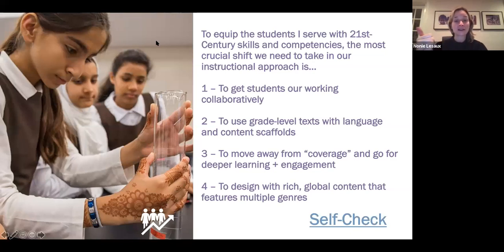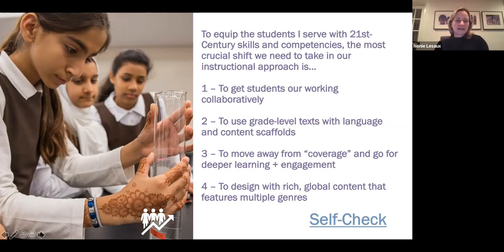Second is to design with rich global content that features multiple genres. Amazing, no question. Those two go hand in hand, right? If we started anywhere, we might start with the content and the shorter units, which then lends itself to more collaboration and to any other kinds of shifts that are critical. Many of you suggesting, the smallest number, picking grade level text, not the most pressing, could be that you're already there for sure, which is great. Excellent, really good. Lots here to think about together for sure.